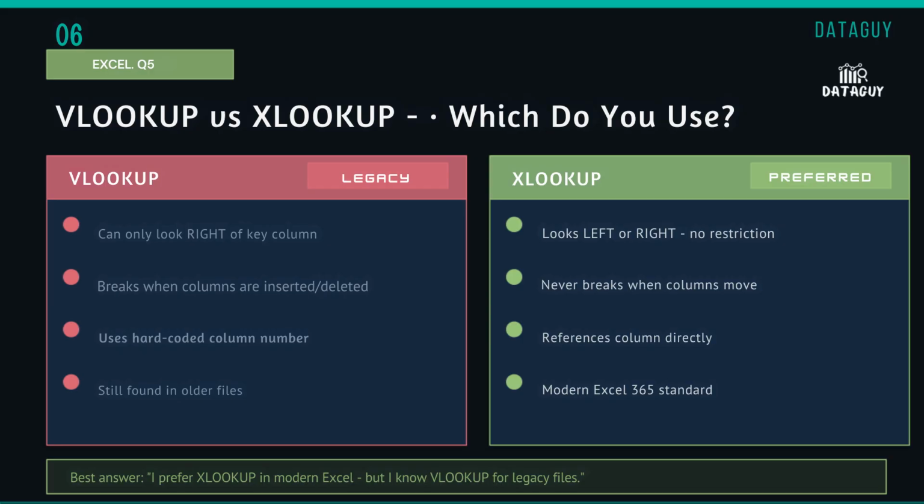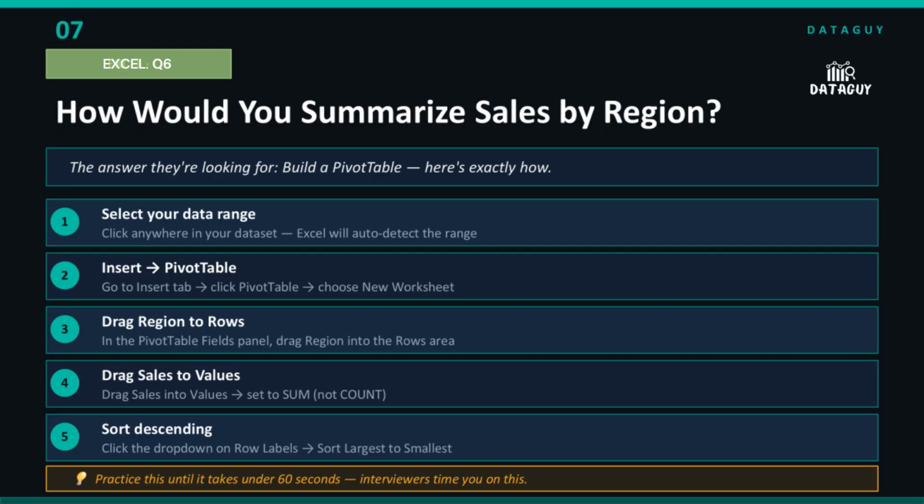The answer interviewers want to hear is, "I prefer XLOOKUP in modern Excel because it's more flexible and less fragile, but I know VLOOKUP for older files and legacy systems." Question 6. How would you use a pivot table to summarize sales data by region? This is the most practical Excel question you'll face.